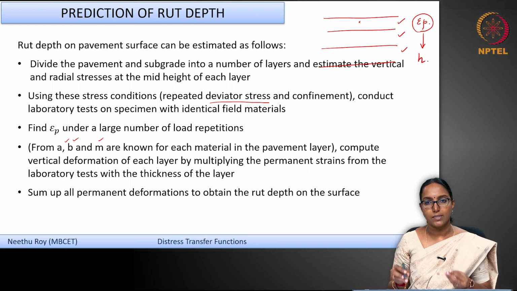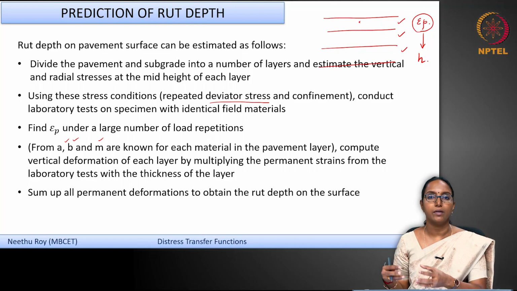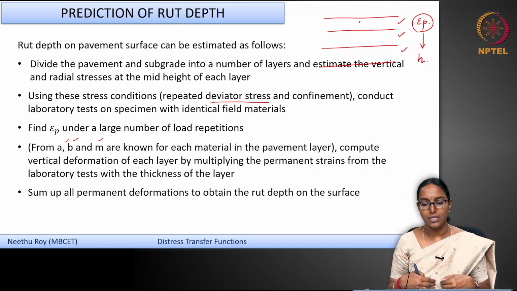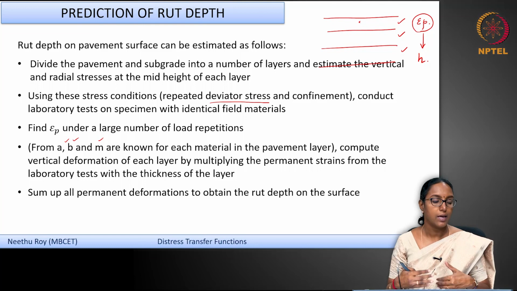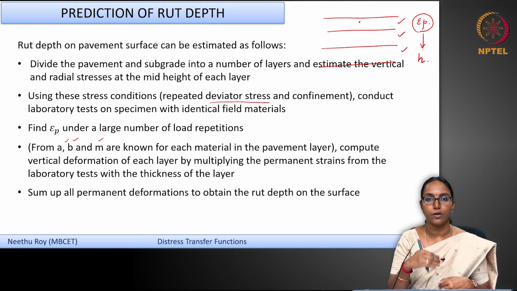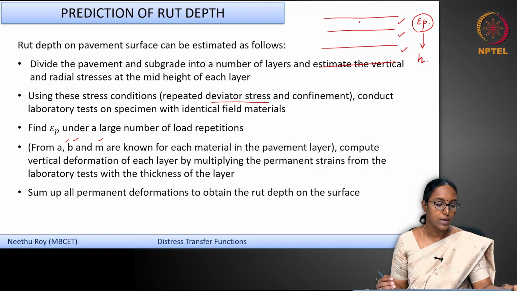So, essentially using the material parameter epsilon p that has been determined from the laboratory, you can see how the material deforms, or how the pavement structure deforms, and accumulate the sum of the total deformations on each one of these layers to get the total deformation on the surface.